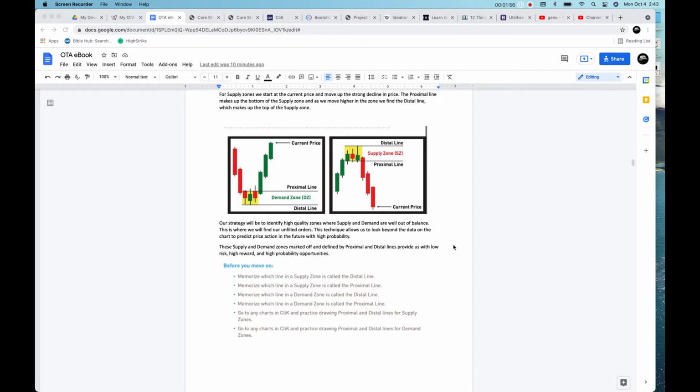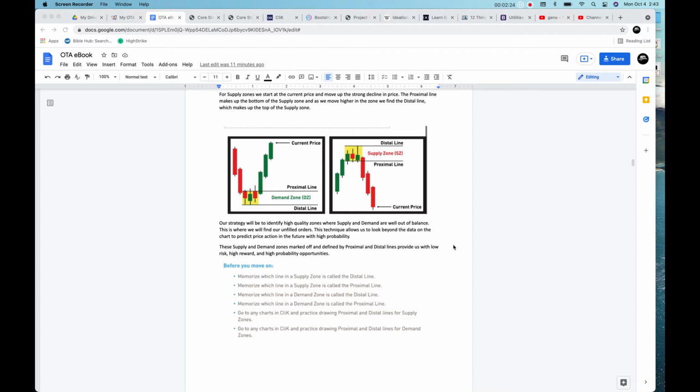Now, our strategy will be to identify high-quality zones where supply and demand are well out of balance. This is where we will find our unfilled orders. This technique allows us to look beyond the data and the chart to predict price action in the future with high probability. These supply and demand zones, when marked off and defined by proximal and distal lines, will provide us with low risk, high reward, and high probability opportunities.